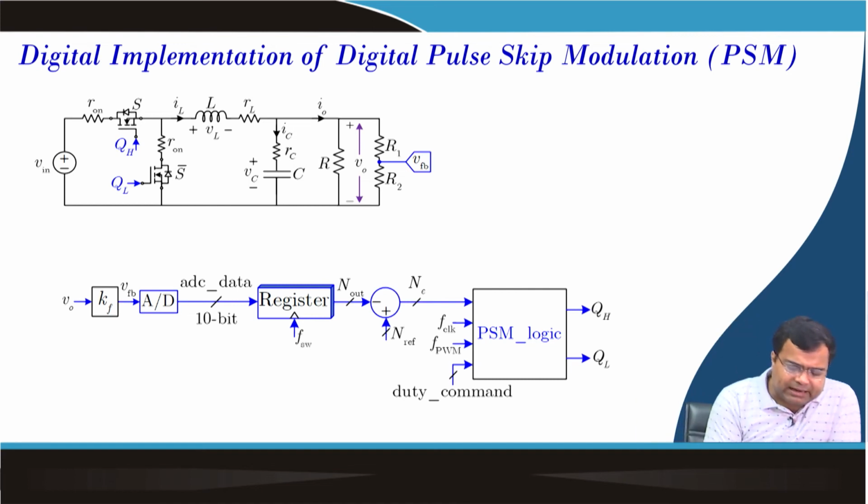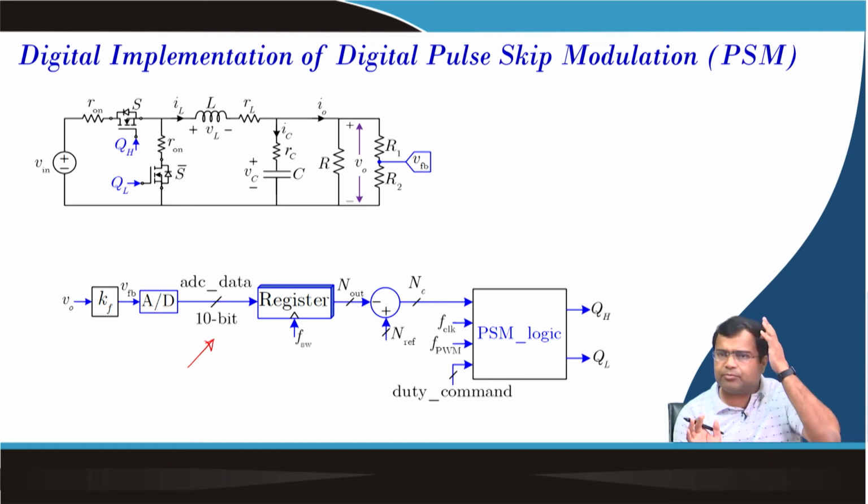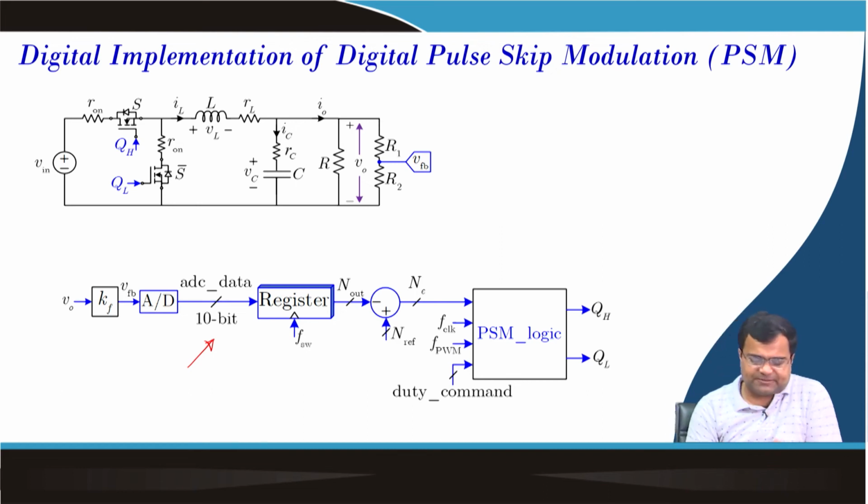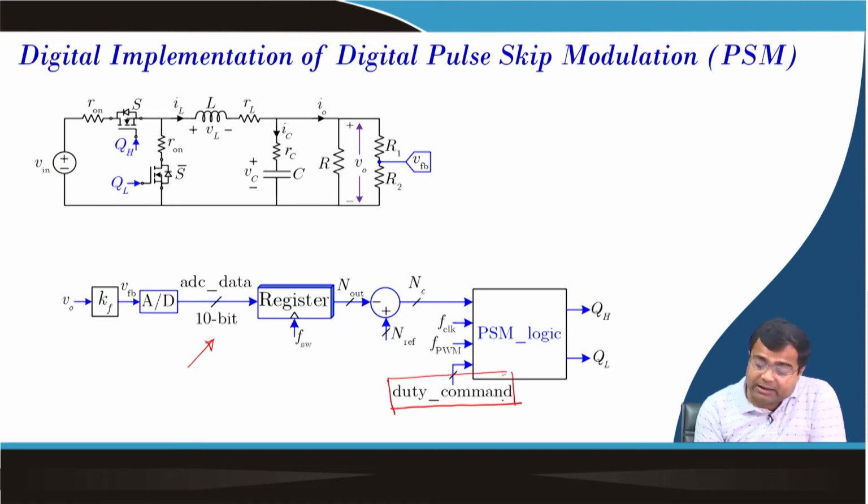So, we are taking data from the ADC, and that data we are calling ADC data, and we have discussed in the previous lecture digital voltage mode and digital current mode control. So, ADC data is coming and we are only talking about digital pulse skipping, no current base, it is just a fixed duty ratio base. So, the duty ratio command we have to provide for the PSM block, but this command can be adaptive.